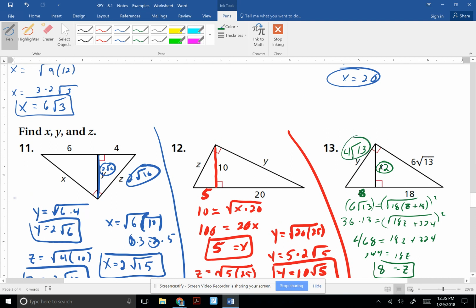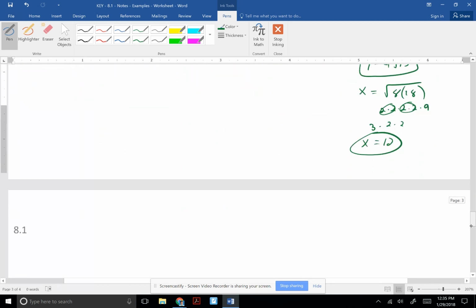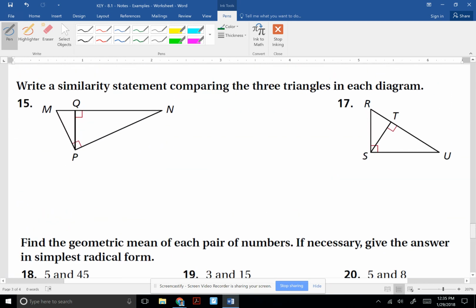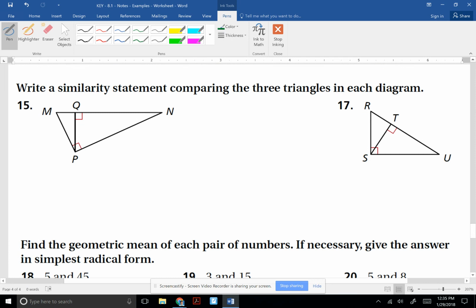Awesome. Okay. Yeah. All right. So a couple more similarity statements here. We'll mark them.